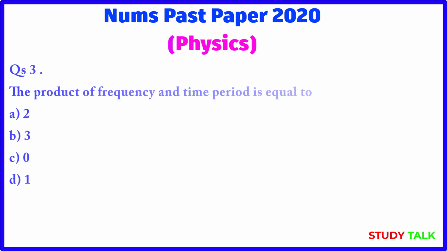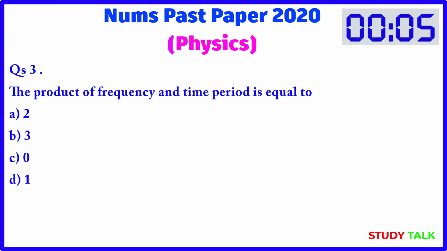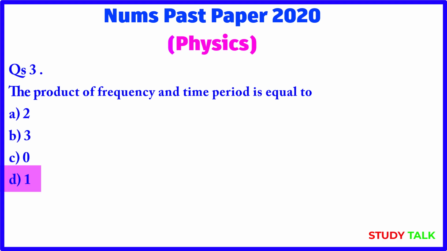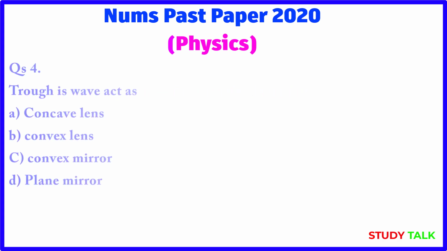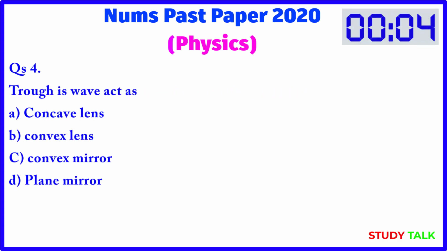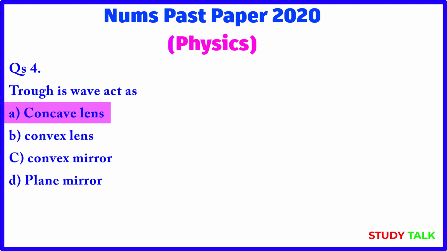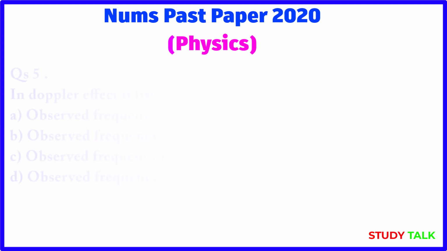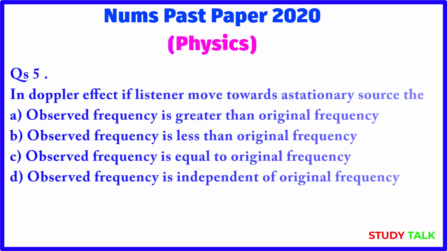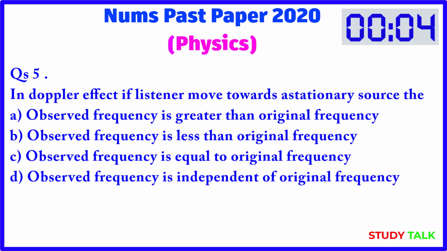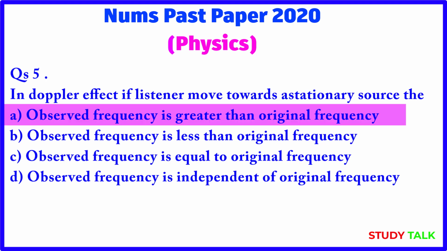The product of frequency and time period is equal to (1). Trough in waves act as concave lens. In Doppler effect, if listener moves towards stationary source, the observed frequency is greater than original frequency.